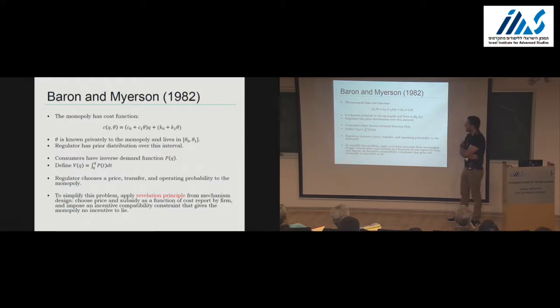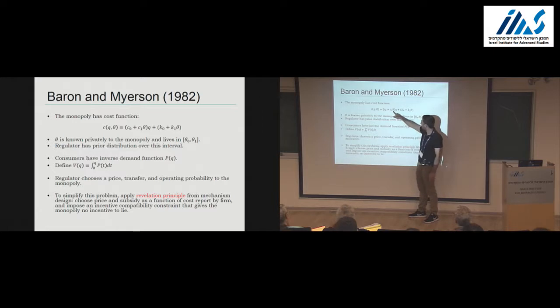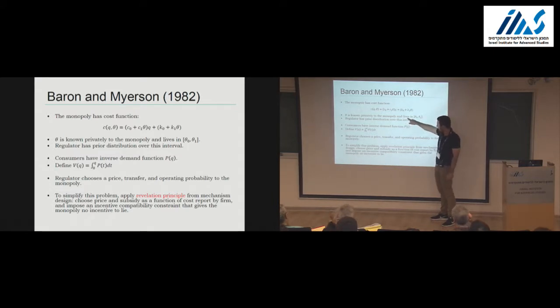The firm's cost function depends on how much they produce and a productivity parameter theta. Theta can affect both their marginal costs and their fixed costs. And theta is only known to the firm being regulated. What the regulator knows is that it lives in a closed and bounded interval, and they have some prior distribution over that.